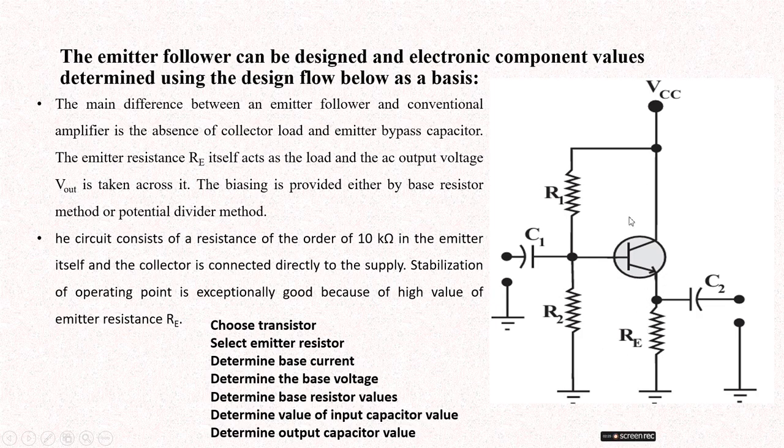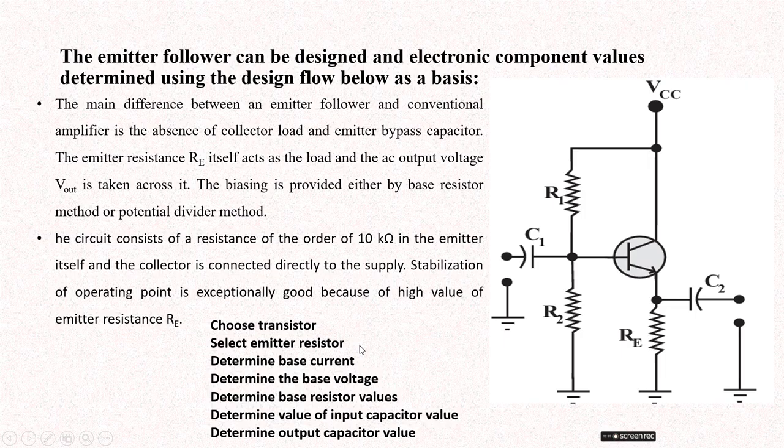The biasing is provided by the base resistor method, but instead of RB we are using a voltage divider circuit, R1 and R2, which is the potential divider method. The circuit has an emitter resistance of the order of 10 kilo ohm, and the collector is connected directly to the supply. The operating point is stabilized exceptionally well because of the high value of the emitter resistance RE. So we are selecting RE as a high value.